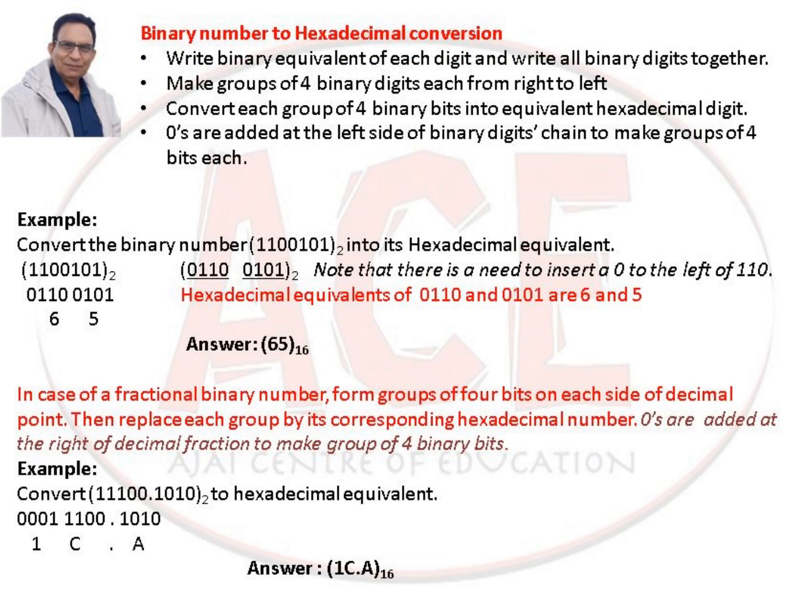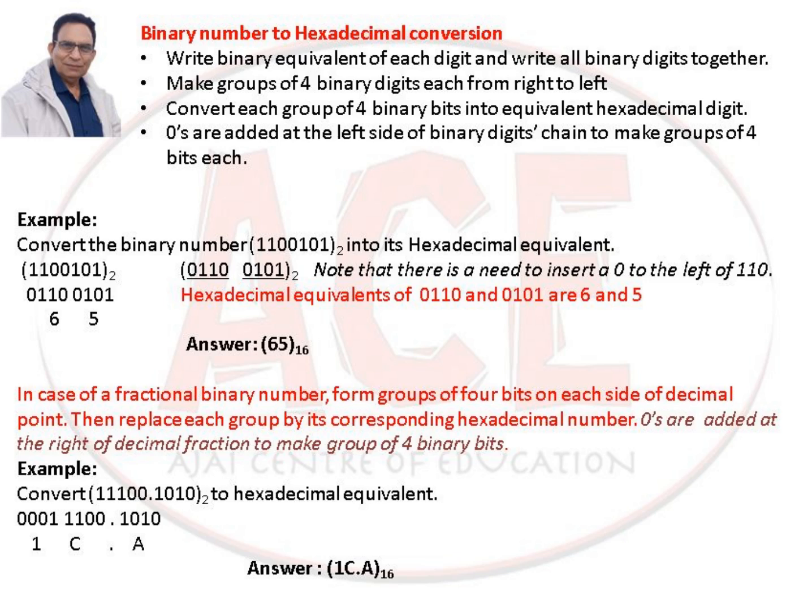Binary number to hexadecimal conversion. Write the binary equivalent of each digit and write all binary digits together. Make groups of 4 binary digits, each from right to left. Convert each group of 4 binary bits into the equivalent hexadecimal digit. Zeros are added at the left side of the binary digit chain to make groups of 4 bits each.